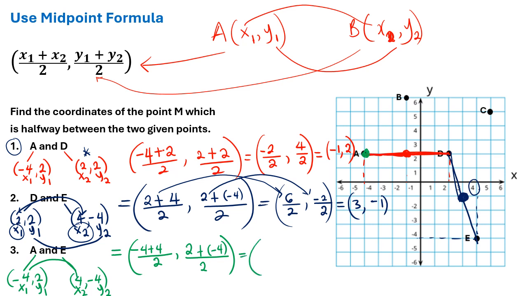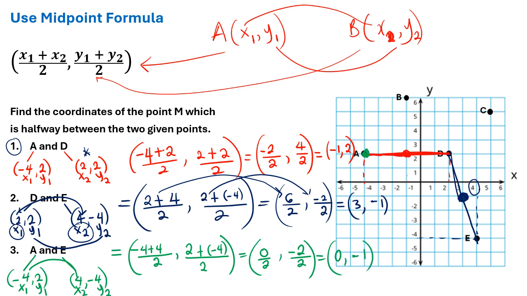Altogether, we're going to simplify to see what we have. -4 plus 4 is clearly 0, and then we're going to divide by 2. And 2 plus -4 is exactly -2, and we divide it by 2. Our final result will be (0, -1).